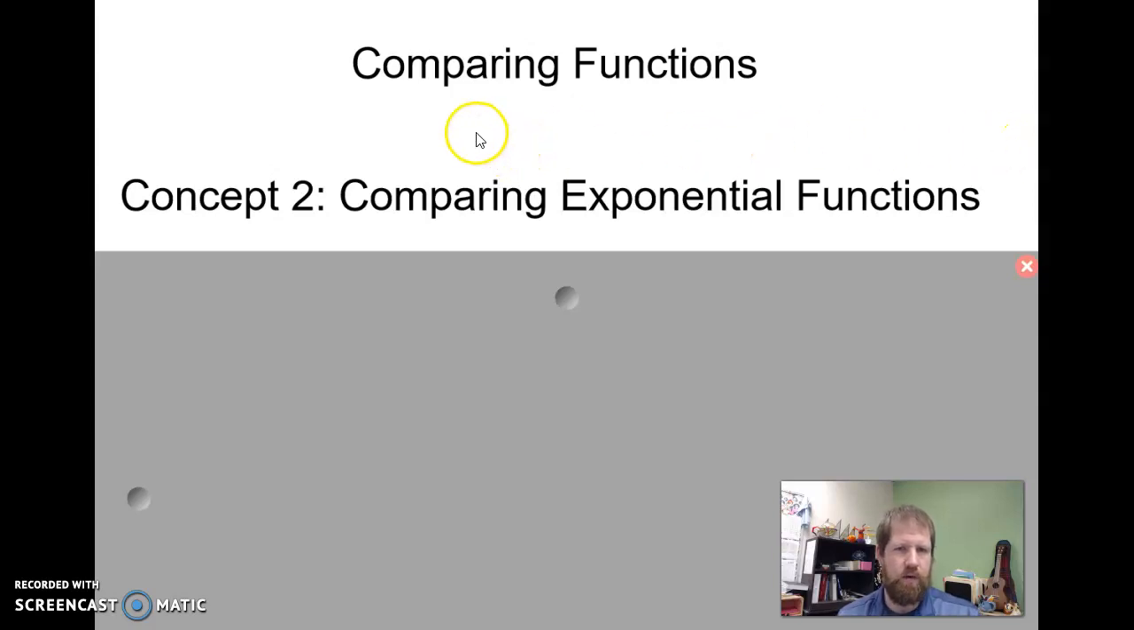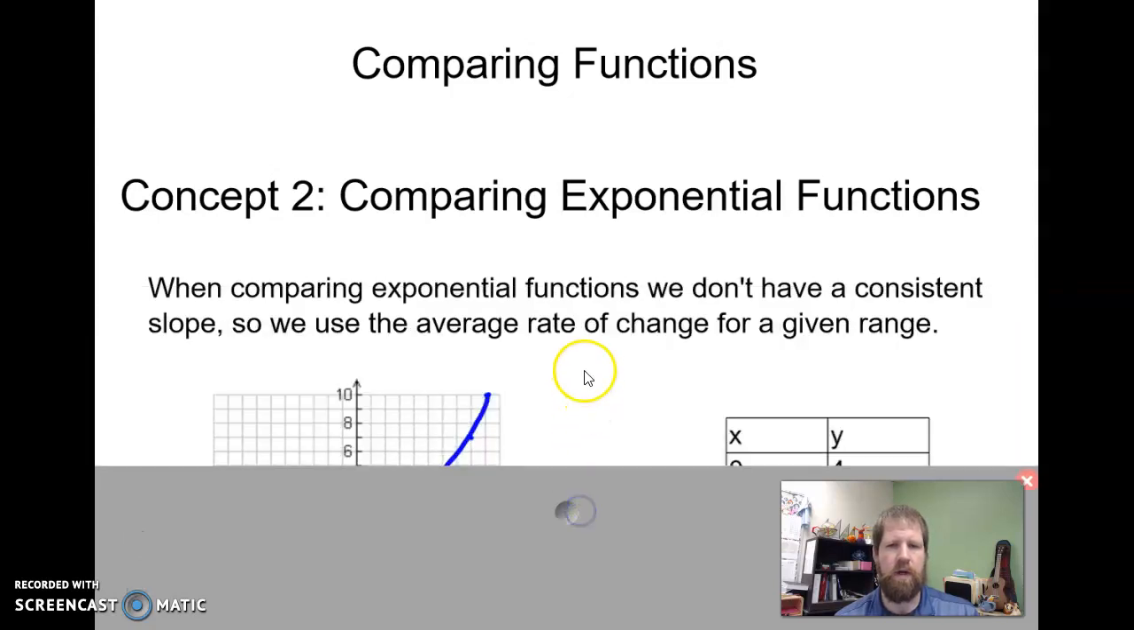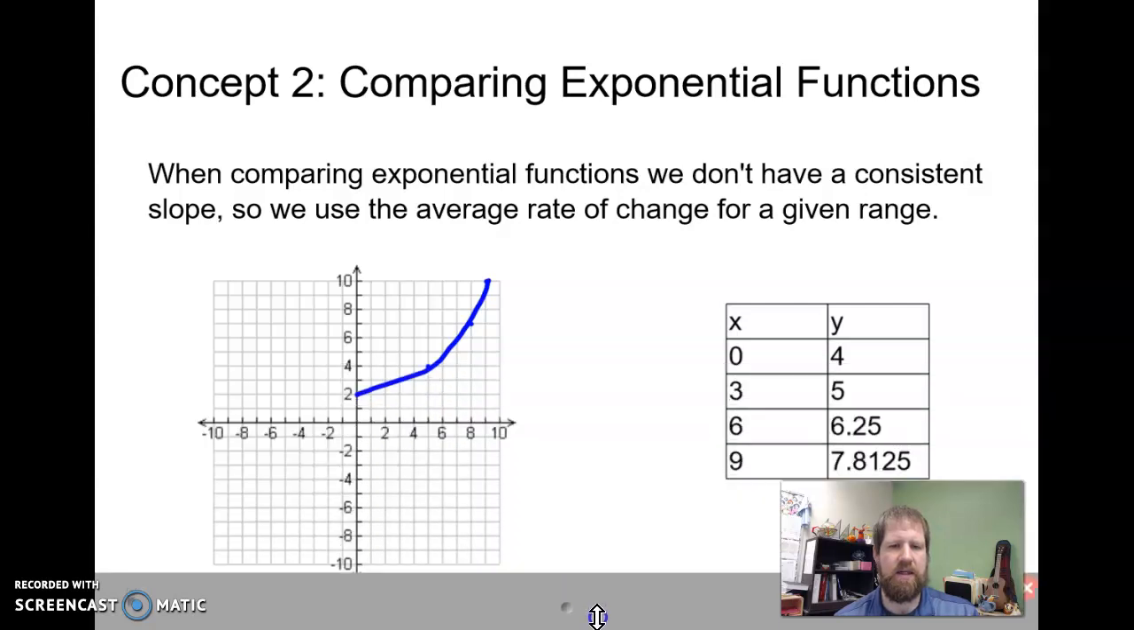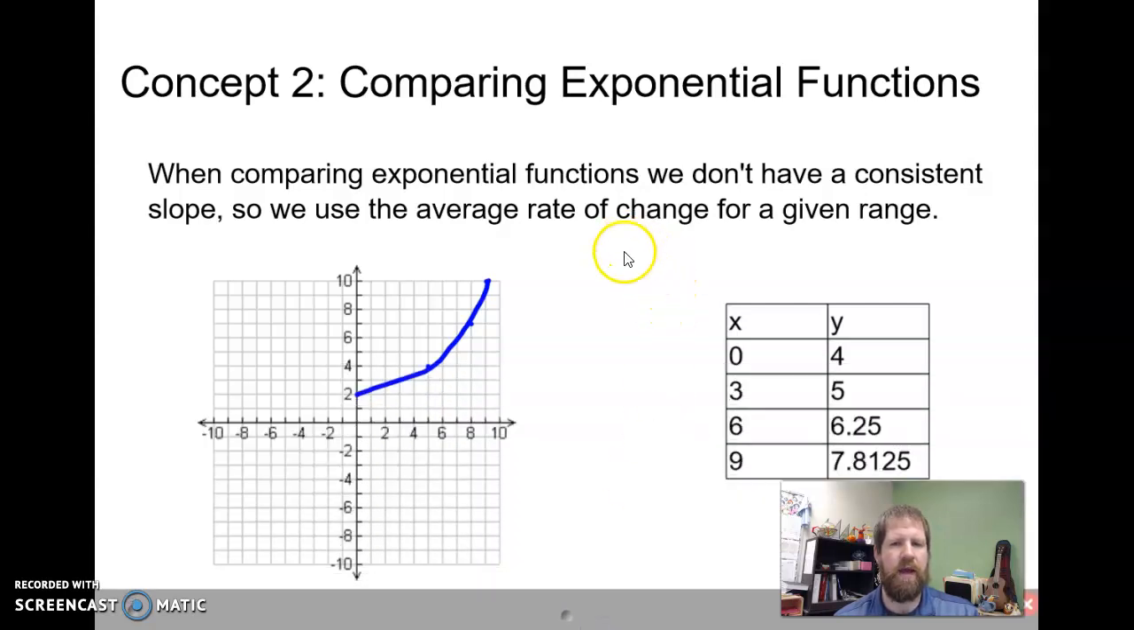All right, so now we're going to look at comparing exponential functions. When we are comparing exponential functions, we don't have that nice consistent slope that we had with our linear functions. So what we do is we use what's called the average rate of change. That's basically the slope between 2 points, because that's our given range, the slope between 2 points if it was a straight line.